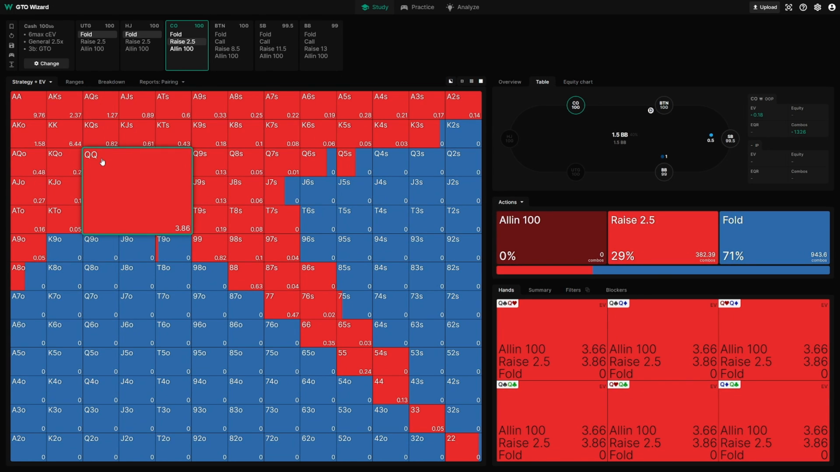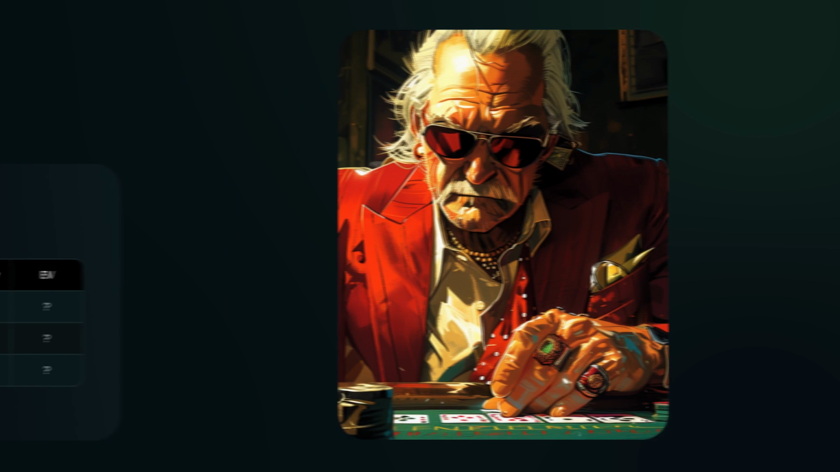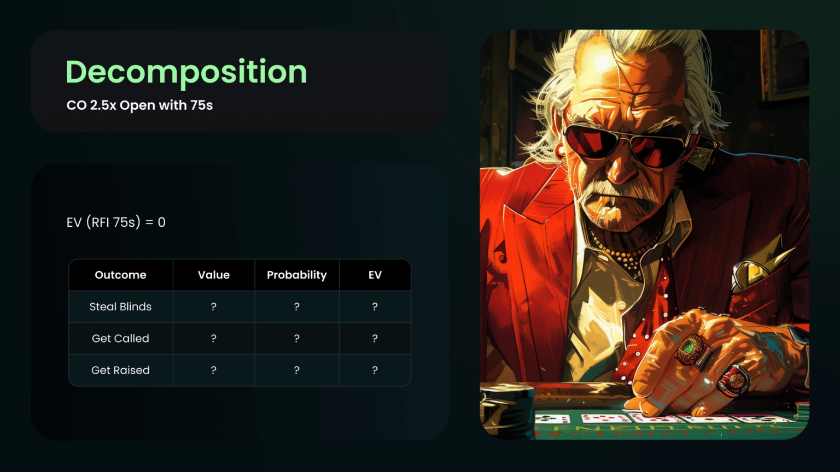And the reason this is useful is because if you have an idea of the table dynamic, you can adjust your range based on the incentives of your hand. But you can't really do this without first figuring out how your hand makes money. So decomposition, in short, allows you to figure out the incentives of your hand. Let's walk through an example using 7-5 suited. We already know the overall expected value of this hand is just 0. It's break even, right? But that 0 doesn't mean it never makes money.